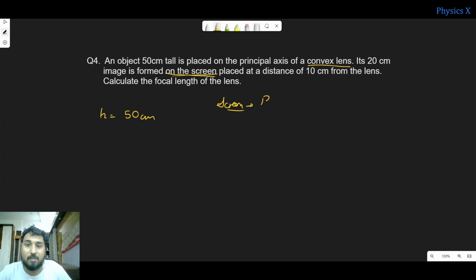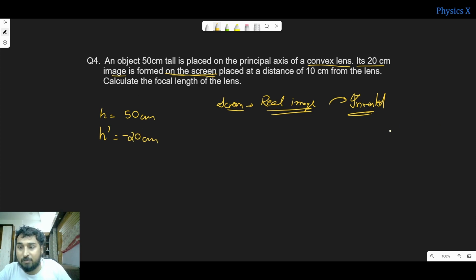So this means it is a real image, because a real image can be taken on a screen, and a real image you always know it is an inverted image. So if it is inverted, upside down, that means H dash will be what? It will be negative. So he's giving its 20 centimeter image. So his 20 centimeter will be negative, because if the object is like this, AB, then the image will be upside down, A dash B dash, because the image is real and a real image is always inverted.